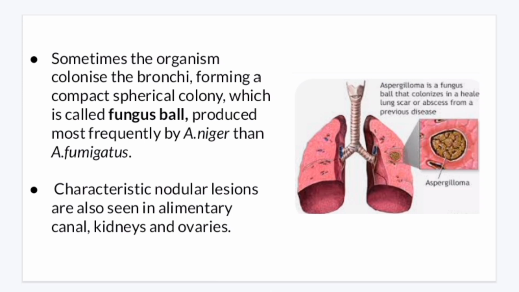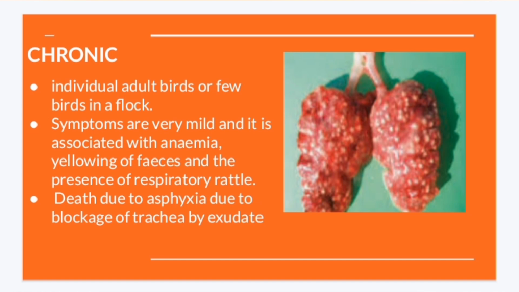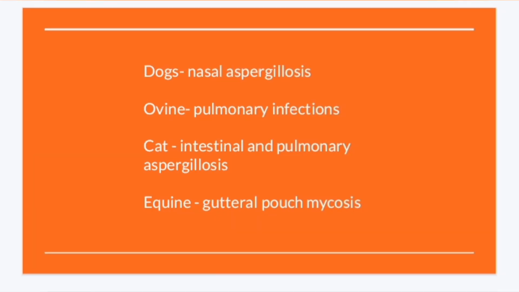Sometimes the organisms can colonize the bronchi, forming a compact spherical colony which is called a fungus ball, and these fungus balls are mainly produced by Aspergillus fumigatus. In this picture I have shown a fungus ball in the lungs of a human. I didn't get a picture of an animal, so you can compare it with the lungs of animals. Characteristically there will be nodular lesions. In chronic aspergillosis, see this picture, you can see nodular lesions on the lungs. These nodular lesions are one of the characteristics. Here you can see different diseases in dogs, sheep, cat and equine.